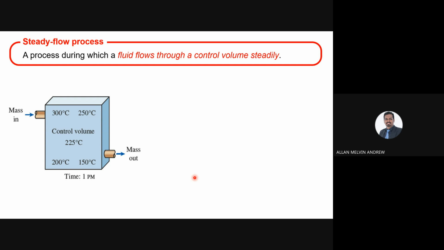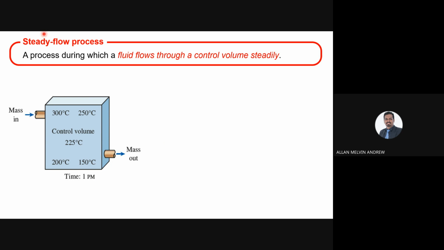So steady, earlier I said, is related to time, and flow process means the fluid is flowing, so it can be liquid or gas. It's flowing from one point to another point. So when you are having that, meaning you have a flow. So if it's only being at one location, it is not a steady flow, meaning it's not moving from point one to point two.